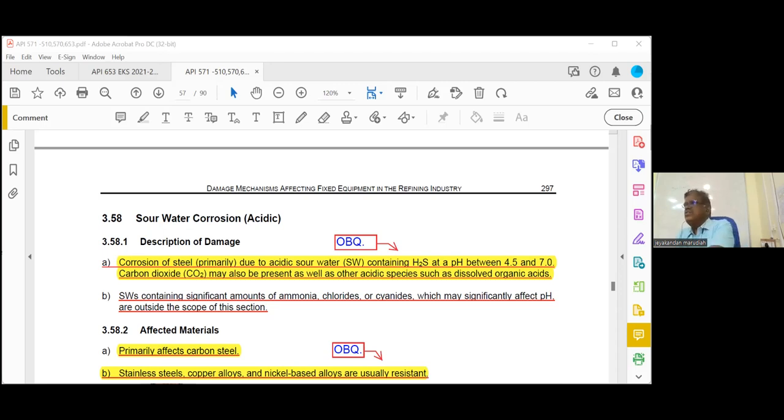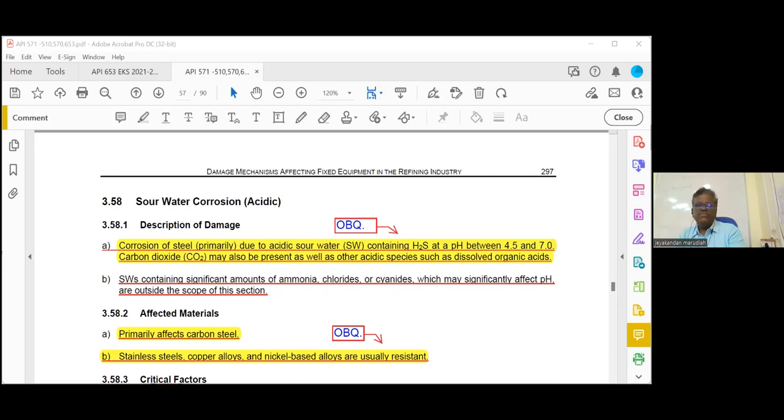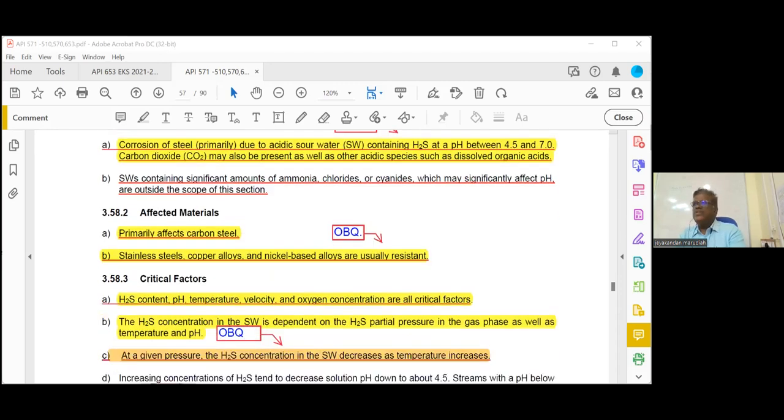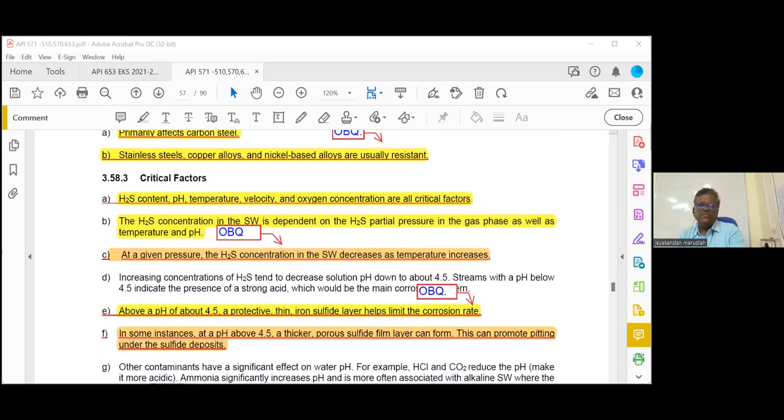So when H2S dissolves, it is acidic. Acidic means pH less than 7, so the pH will be 4.5 to 7. Generally, it will affect only carbon steel. Nickel-based alloys are usually resistant.